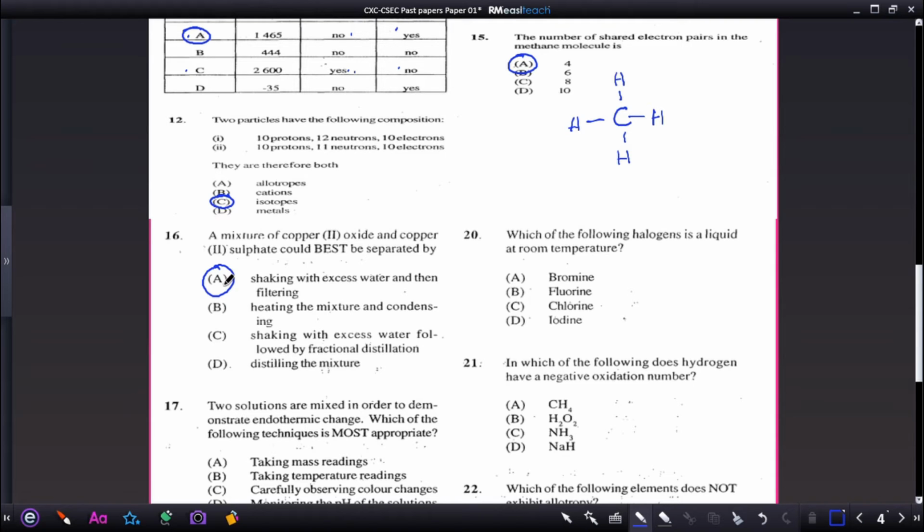That's how we can filter it. That's how we can get the solids, by filtering.